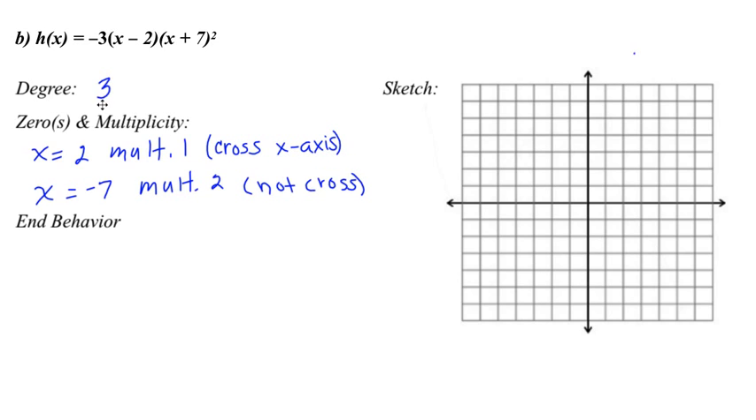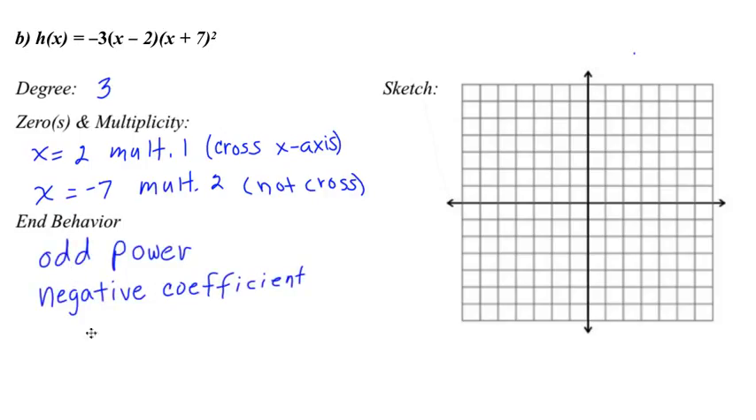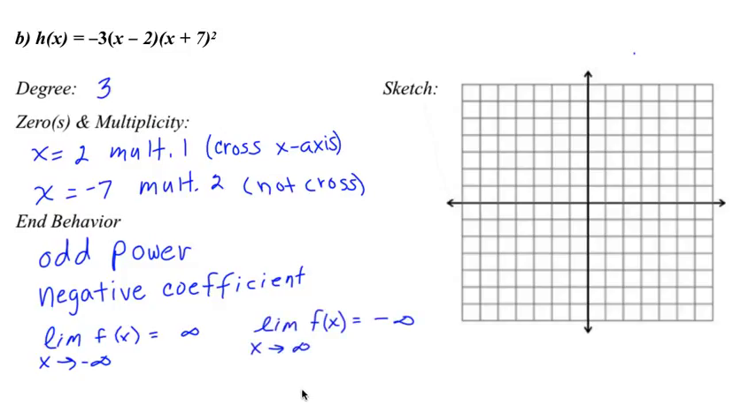Our end behavior, we have an odd power and a negative coefficient. Odd power, negative coefficient. So that should tell us the limit, our end behavior as x goes to negative infinity will go to positive infinity. And the limit of the function as x goes to positive infinity will go to negative infinity.